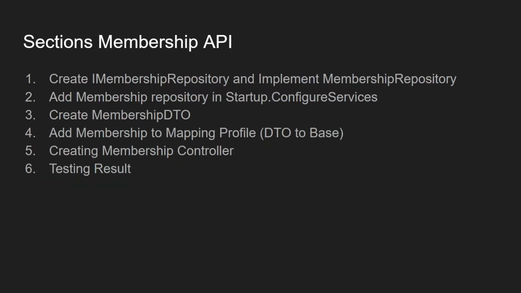Next, we will create another API, this time for membership API. First step will be create membership repository, and then we will add the services to the startup configure service. We will then create membership DTO. After that, we'll add it to the mapping profile, and then create membership controller and test for result.